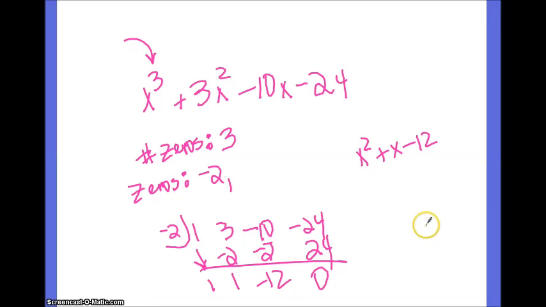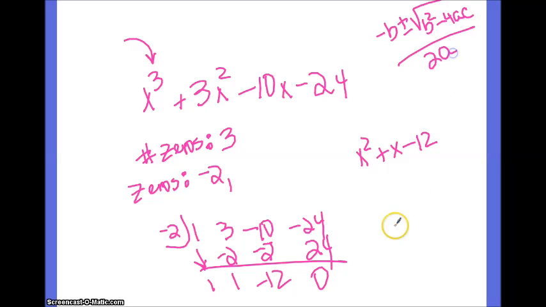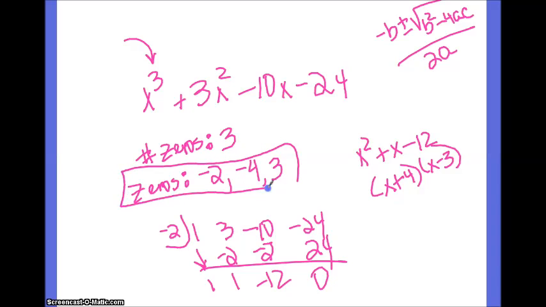And you either see if you can factor it, or you use your quadratic equation. Negative b plus or minus the square root of b squared minus 4ac all over 2a. This one actually factors. It becomes x plus 4 and x minus 3. And so if x plus 4 is a factor, negative 4 is a 0. If x minus 3 is a factor, positive 3 is a 0. And here's my final part of the answer. There were 3 zeros. This is what they are.